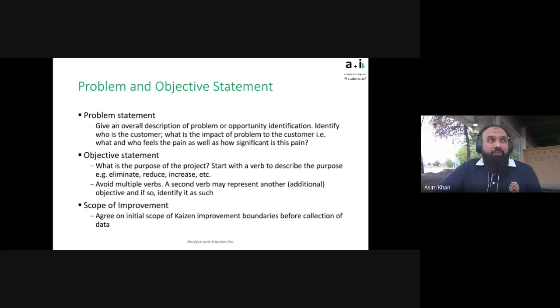Not to say you cannot have that, but then you just have to make sure that the Kaizen is not chewing on too many problems in one go. You may want to have a series of different Kaizen events.